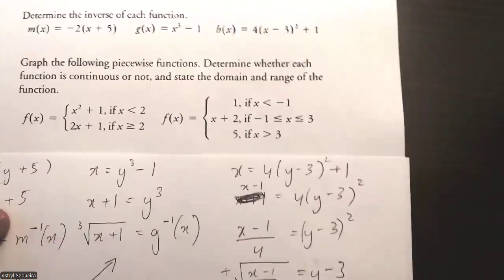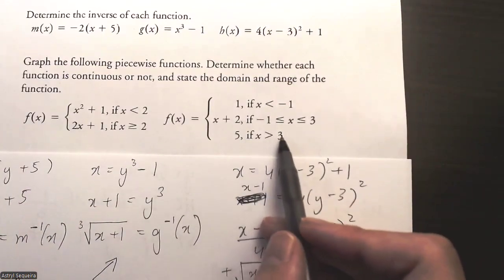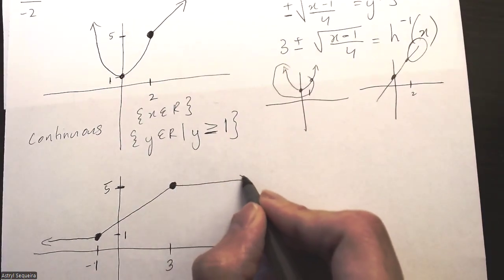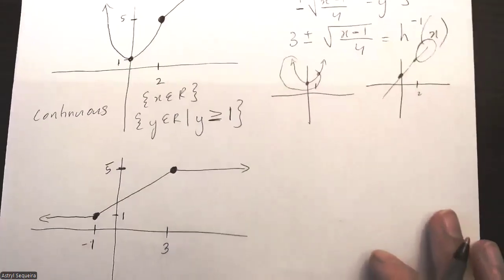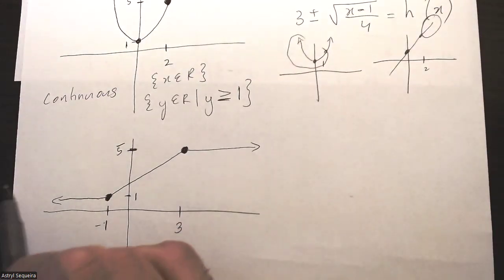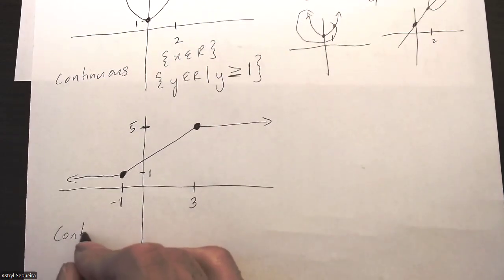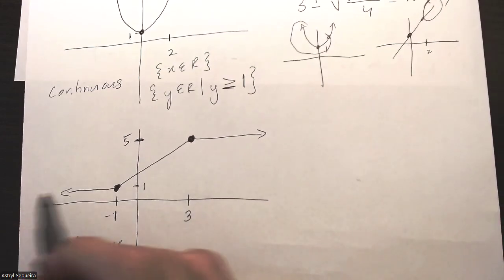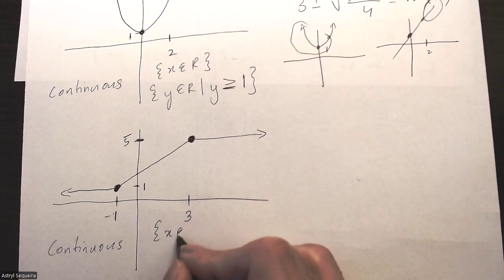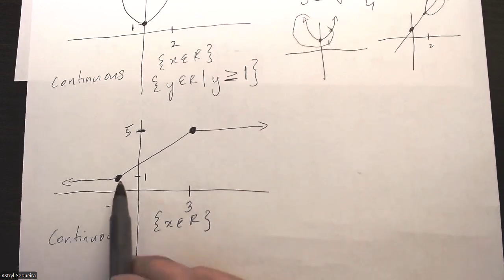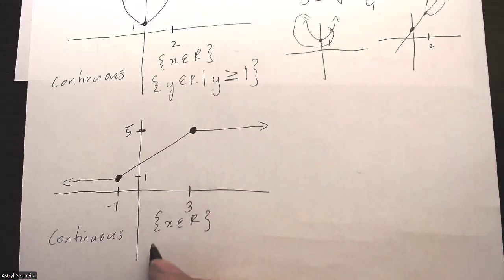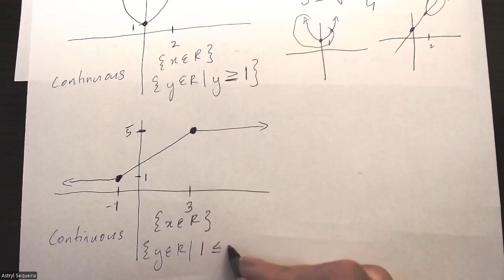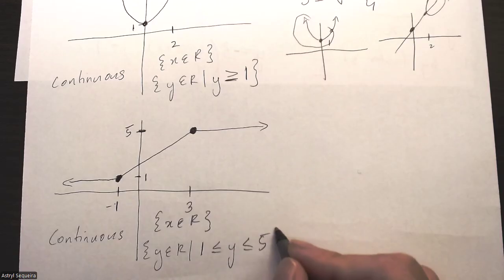The third function is just a horizontal line again at 5, and that's for x greater than 3, which is basically just a horizontal line over there, making this function continuous everywhere as well, because there are no discontinuities. And the domain, it goes to the left forever, right forever. There are no discontinuities. It's x is an element of all real numbers. The range, the minimum is 1. The maximum is 5. So my range is between 1 and 5.